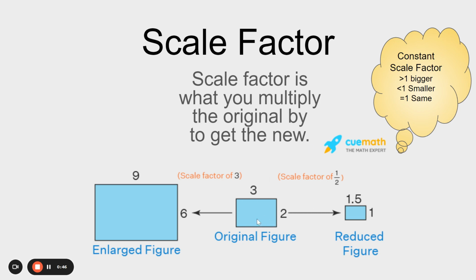So here's our original figure. If I have a scale factor of 3, I'd multiply all the sides by 3. 3 times 3 is 9, and 2 times 3 is 6. If I had a scale factor of 1/2, half is smaller than 1, so we know it's going to shrink. It's going to get smaller. Half of 3 is 1.5, and half of 2 is 1. So notice it gets smaller when I have a scale factor of 1/2, and it gets bigger when I have a scale factor of 3.